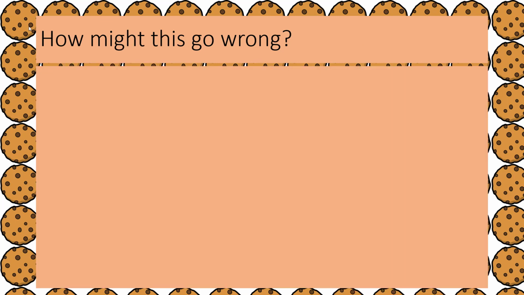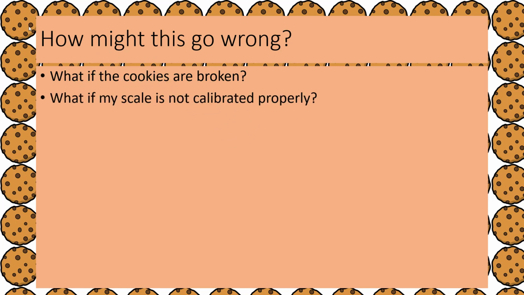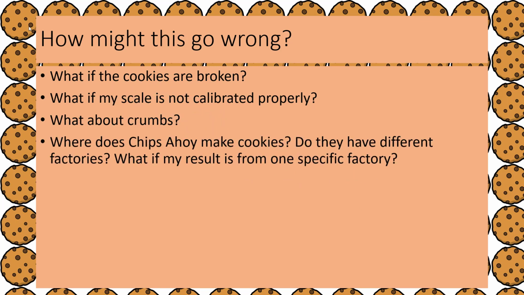Now, how can this go wrong? As we saw in my previous example, in the case of the cookies, what if the cookies are broken when I open them up? Like, how am I going to measure the weight of a broken cookie? What if my scale that I'm using to measure the cookies is not calibrated properly? It's just telling me wrong information. What about the crumbs? I mean, there's inevitably crumbs when you move cookies from one spot to another. Am I losing some weight there?